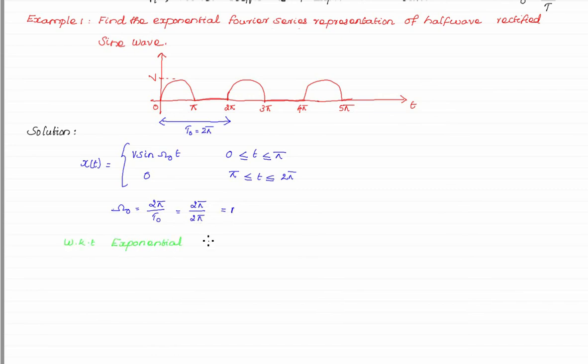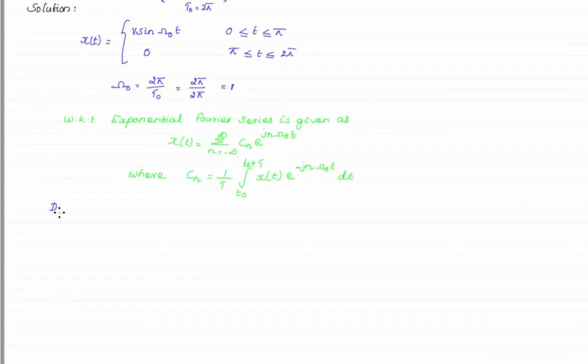We have to find the exponential Fourier series which is given by x of t is equal to summation n equal to minus infinity to infinity Cn into e power jn omega naught t, where Cn is equal to 1 by T integral t naught to t naught plus T x of t e power minus jn omega naught t into dt. So to determine the exponential Fourier series, first we find the Fourier coefficients, that is Cn. Here the signal is periodic with the period 2 pi. So to find Cn, we are taking the integration from 0 to 2 pi.